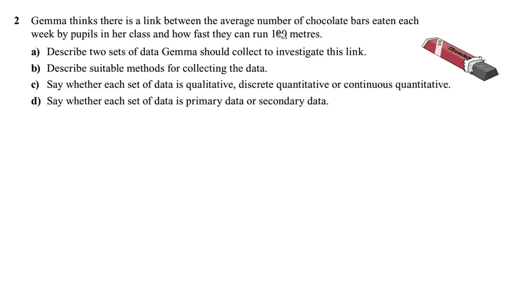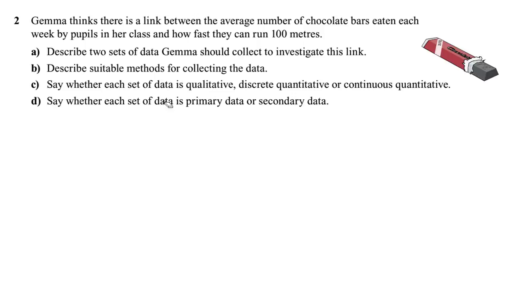As for the time taken to do 100 meters, that's going to be what? Again, quantitative, because you're going to be measuring the seconds or the minutes that these students are taking to do 100 meters. Right? Time is continuous because it can be decimals, it can be seconds, it can be minutes. So that's going to be continuous quantitative.